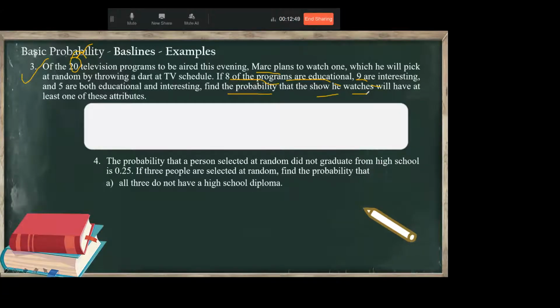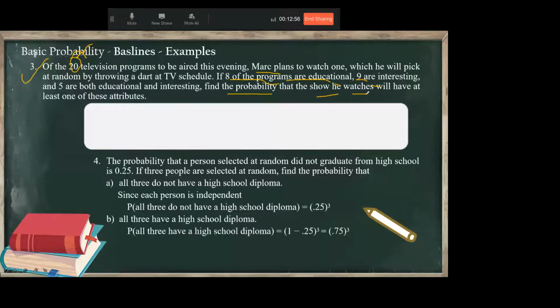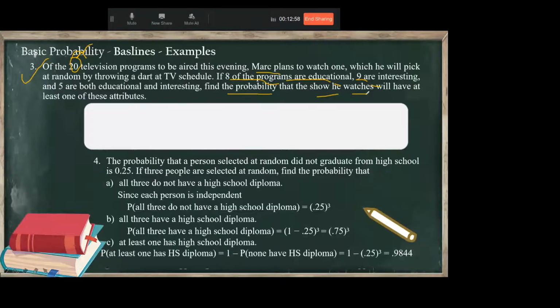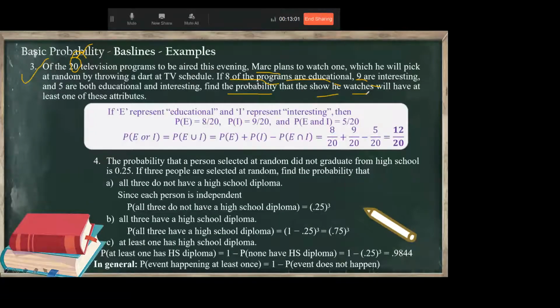Which attributes? The probability that... So if E represents educational and I represents interesting, then the probability of E is how many? 8 educational out of total programs. So total programs is 20. So 8 by 20, that's right. That P(I) is this. What is P(E and I)?